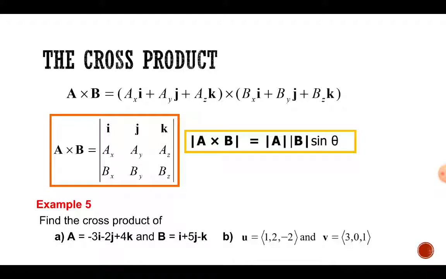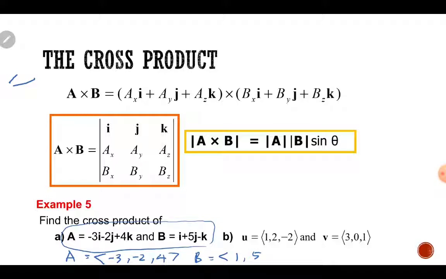Okay, saya tunjuk example dekat you. Katakanlah we have a vector A here, which is negative 3i minus 2j tambah 4k, or you may put it in the form of negative 3, negative 2, 4. And vector B pula kita ada i tambah 5j tolak k. So i ni maksudnya value dia berapa? 1 lah. And 5 ni memang nampak nyata. Negative k maknanya negative 1.